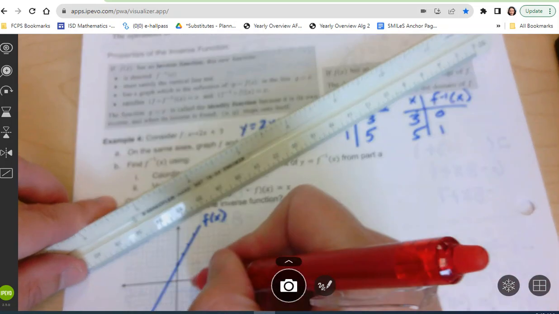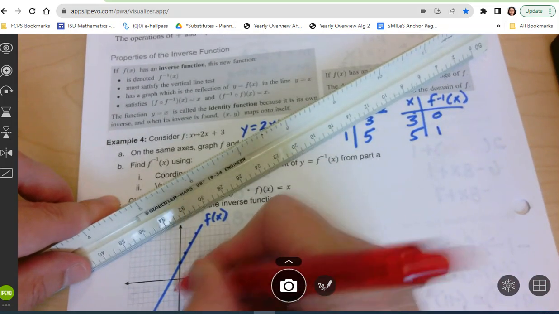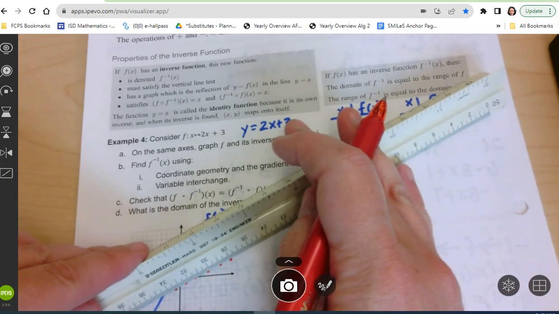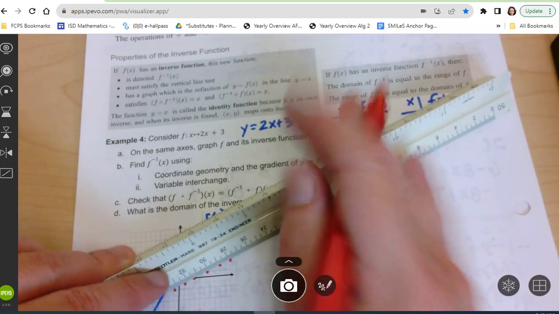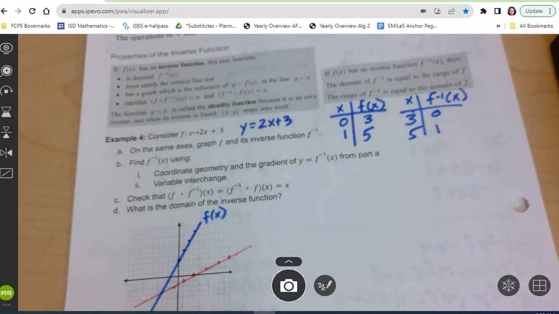So I'm going to go back a little bit. Down 1, over 1. Okay, that's my inverse function.